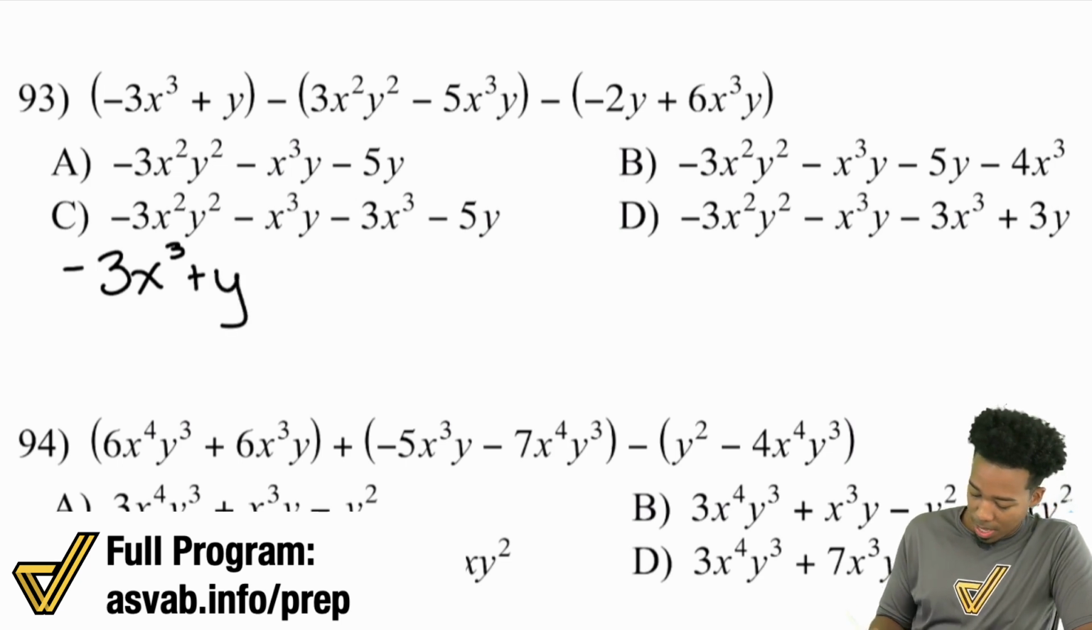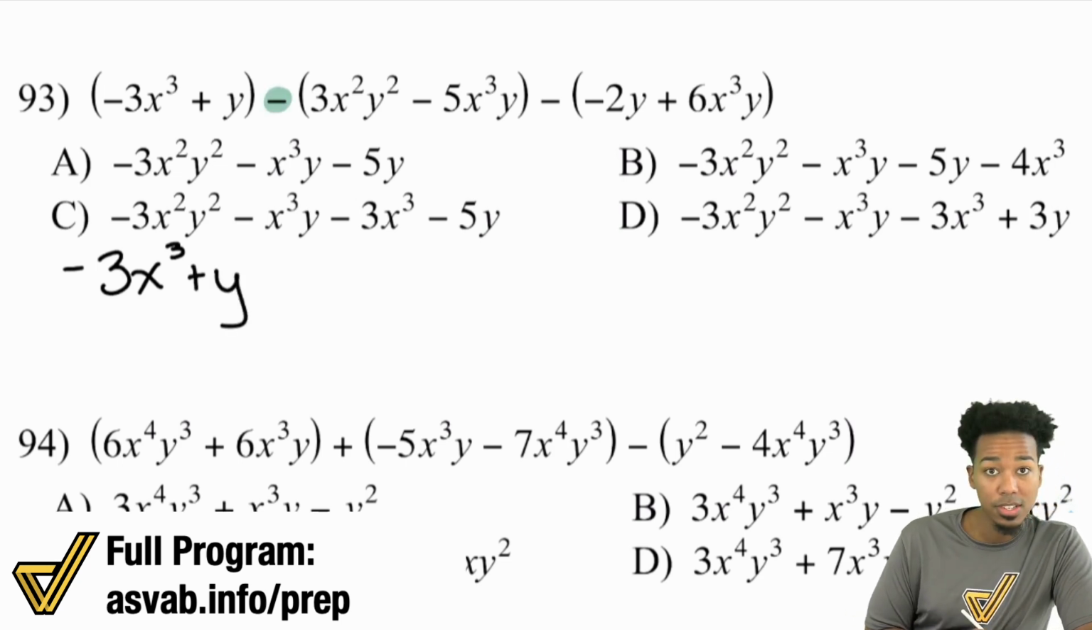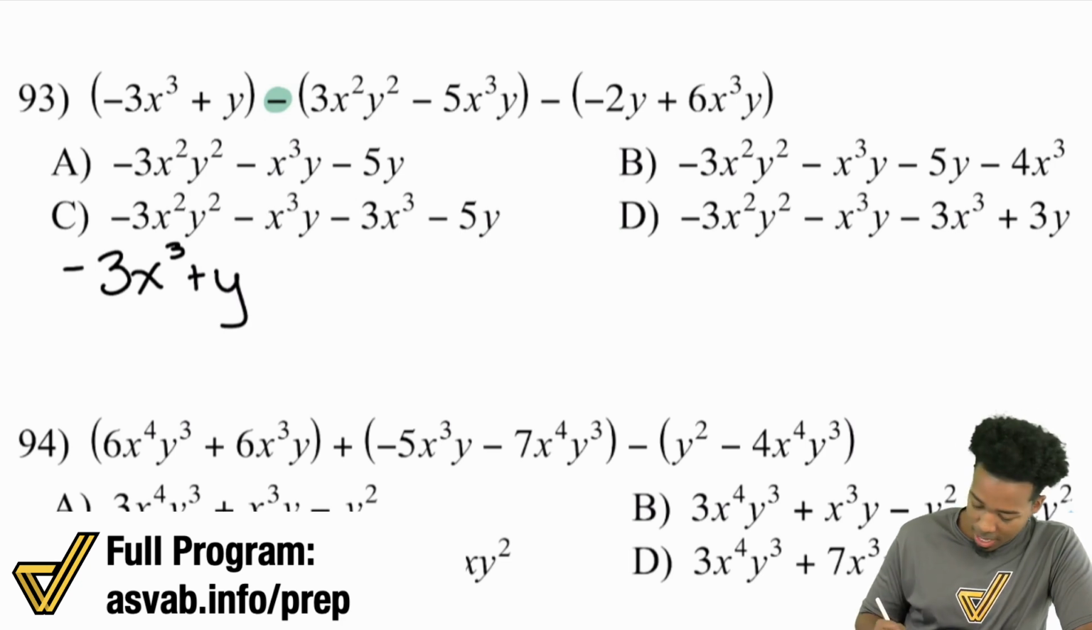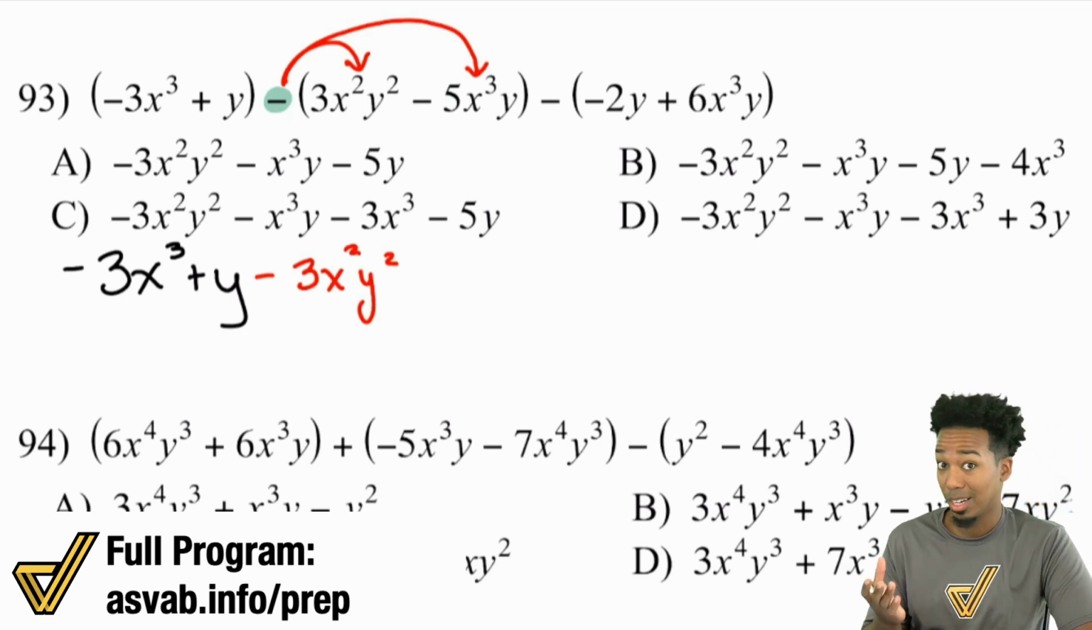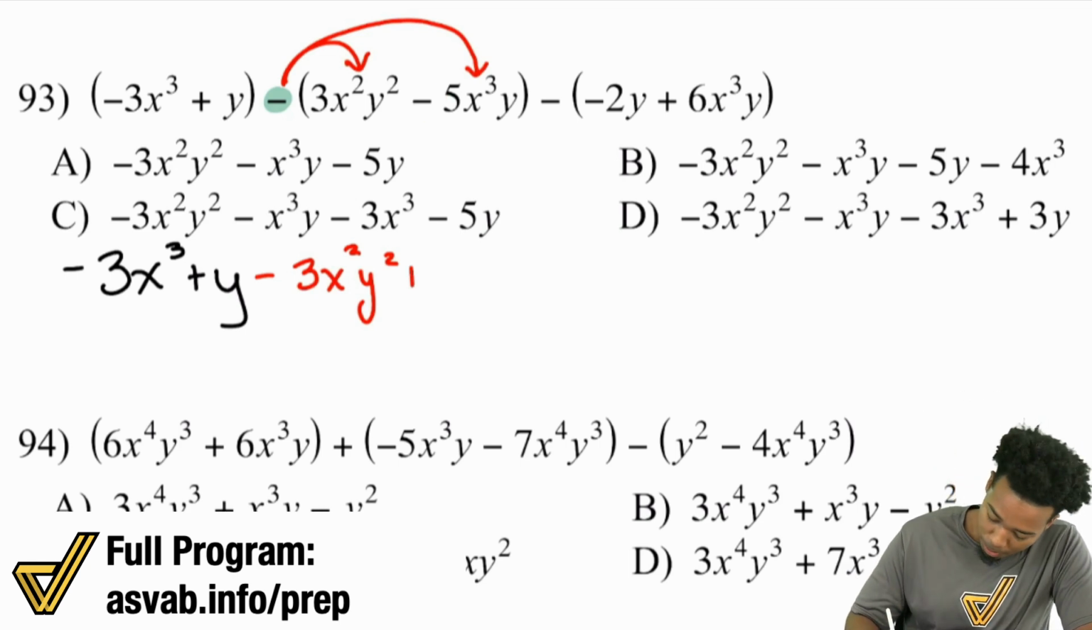Up next, we see that we have a negative in front of this parentheses. So we've got to make sure we distribute it, right? So distribute the negative. Booyah, that's going to be minus 3x squared y squared. Then we have the minus being distributed to another negative. Well, a double negative is a positive. So that'll be positive 5x cubed y.